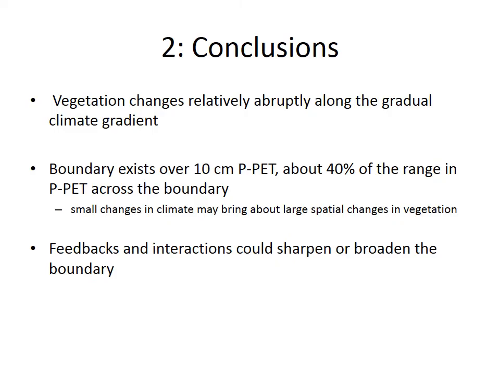So the vegetation changes relatively abruptly along the gradual climate gradient. The boundary exists over about 10 centimeters in the precipitation and evaporation balance, about 40% of the range across the entire boundary, and feedbacks and interactions of the vegetation with fires and other factors sharpen. In this case, it's mostly a sharpening of the boundary rather than a broadening of it.